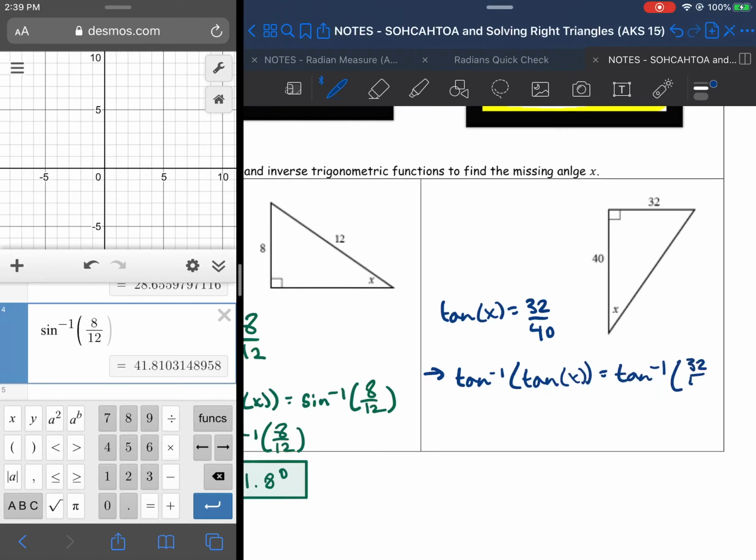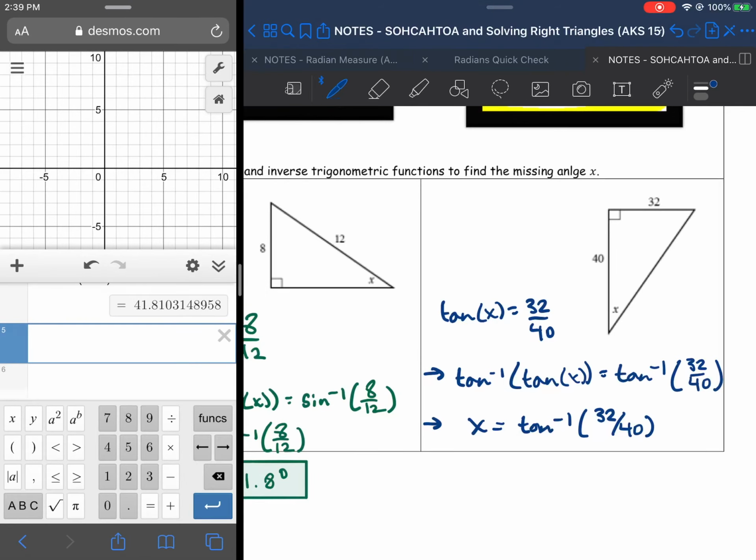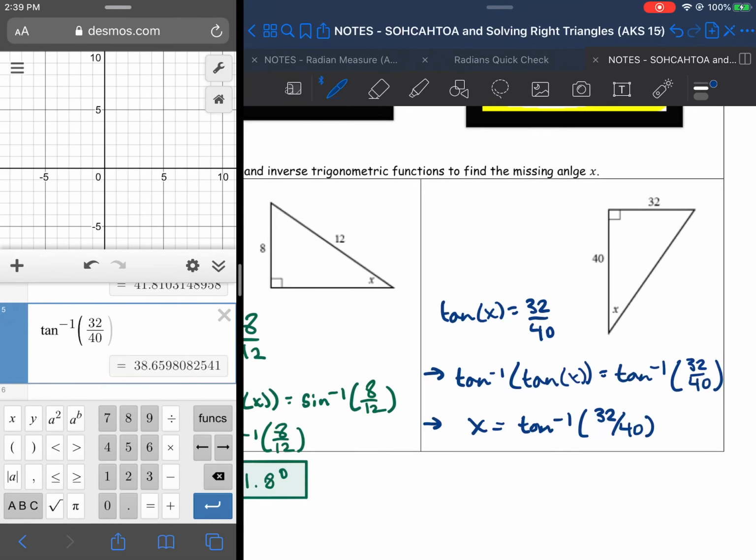All right, well, on the left side, inverse tangent and tangent, they will cancel. We get x. And on the right side, we're going to use Desmos to calculate the inverse tangent of 32 over 40. All right, so inverse tangent, 32 divided by 40, and that gives us approximately 38.7 degrees. So x is approximately 38.7 degrees.